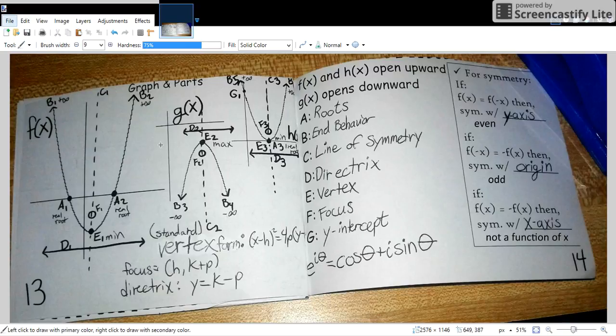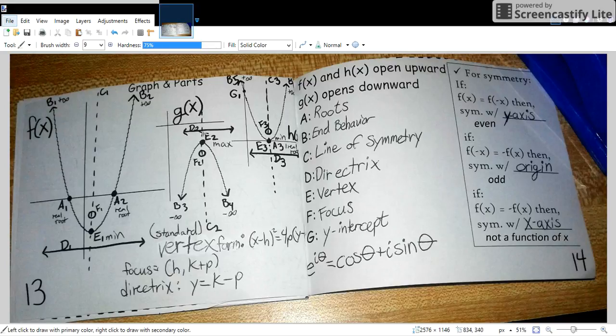Okay, for our last two pages, there's not really anything to do for examples too much, but let's go over what these graphs really mean. So these are parabolas, and I labeled each of them A, B, C, D, E, F, G to tell you what each thing is. So the A's, A1, A2, A3, those are all real roots. It's where it crosses the x-axis.